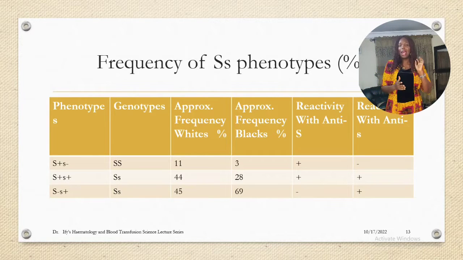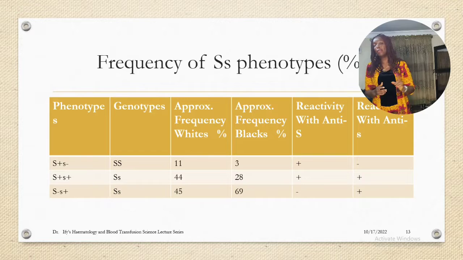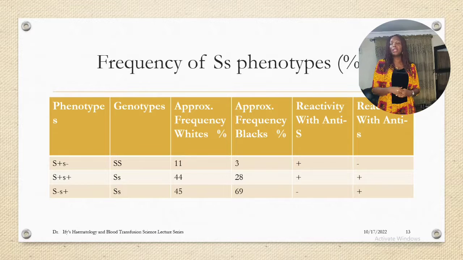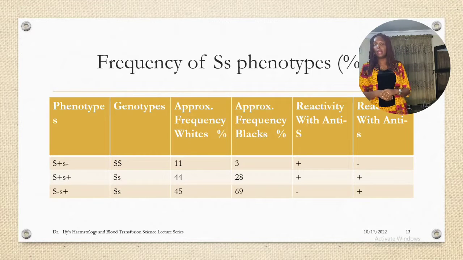Those that are big S positive and little s positive have both the big S antigen and the little s antigen. Their genotype is big S, little s. You have about 44% of these individuals in whites and 28% in blacks, and because they have both the big S and little s antigens, they react positively with anti-big S and anti-little s.